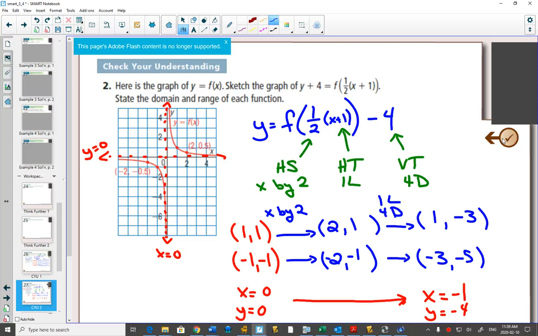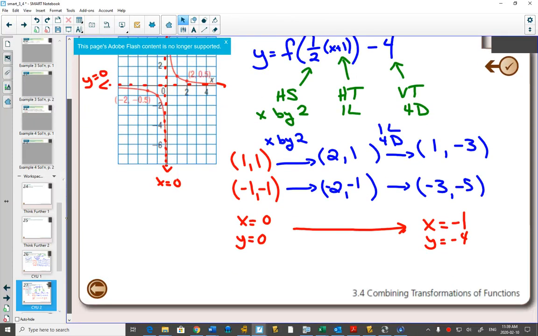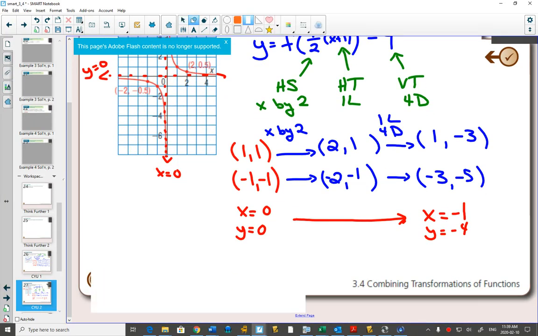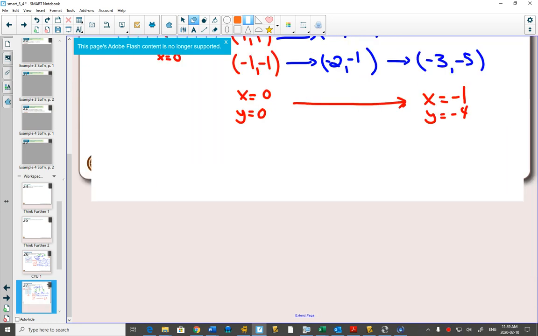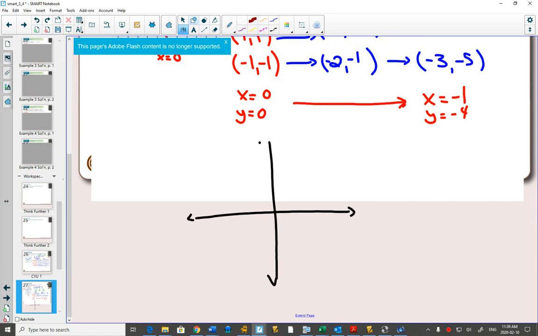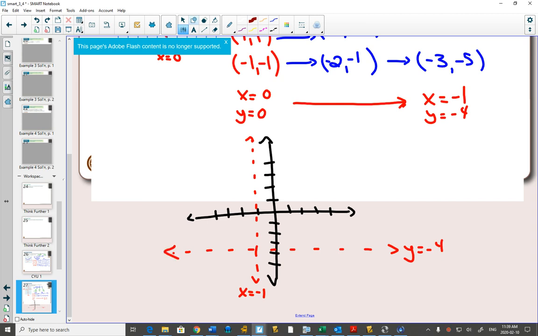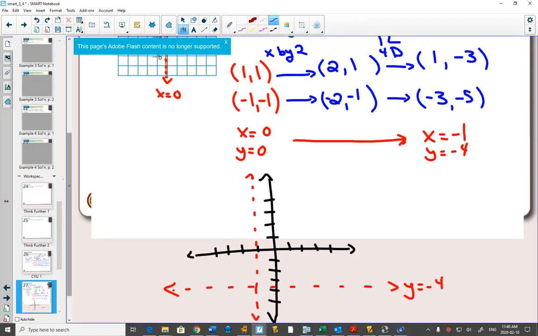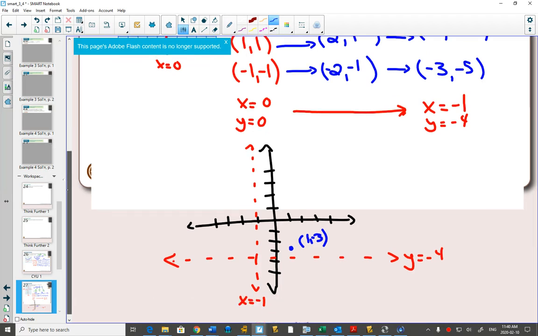I find when you have graphs with lots of stuff like asymptotes that are busy like this, it's actually going to be much easier to draw your new graph separately. So I'm going to set up my axes here. And I'm going to graph x equals -1 and label it. Y equals -4 and label it. Then the 2 points that I found were at 1, -3. And -3, -5.